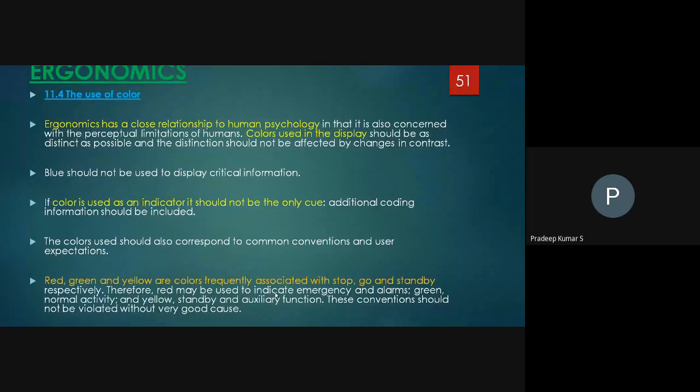Color is also important. A few properties I explained in the input output channel. Especially red, green, yellow are the colors frequently associated with stop, go, standby. That is in normal terms, the normal traffic analysis.